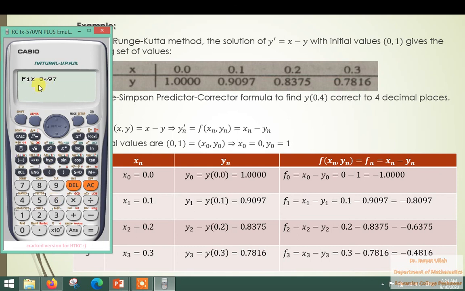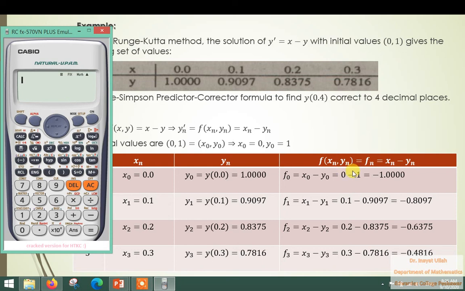It will ask you to fix the calculator up to how many decimal places. So fix it up to 4 decimal places. If you want to fix it up to 5 decimal places, then press 5. If you want to fix up to 6 decimal places, then press 6. But we need to fix the calculator up to 4 decimal places, so press 4. Now your calculator is fixed up to 4 decimal places.